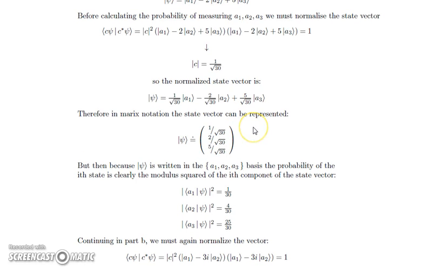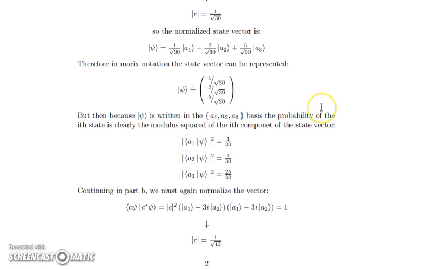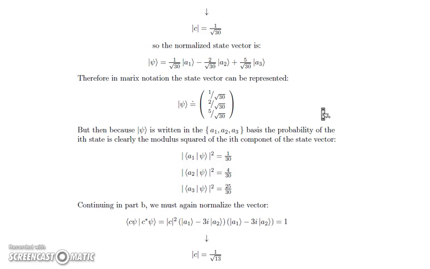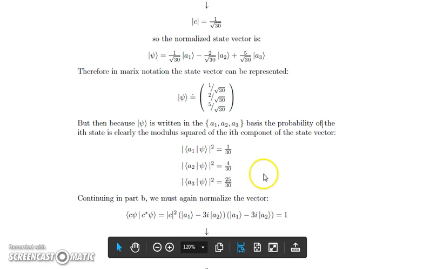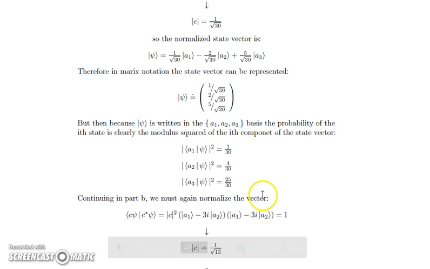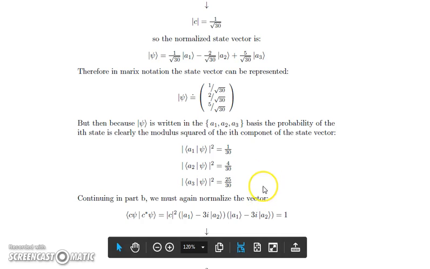Okay. And then, so now we can calculate the probabilities of A1, A2, and A3 in the state vector. But then it turns out to be really simple because the state vector is represented in terms of the basis A1, A2, and A3. So the probability of finding it in the ith state is obviously the modulus squared of the ith component of the state vector. So, that's just what I showed right here. And then we know we're in the clear because they all add up to 1, and we are good to go.